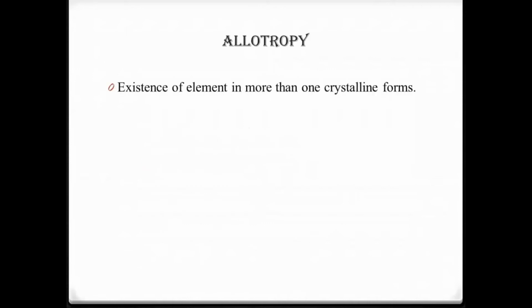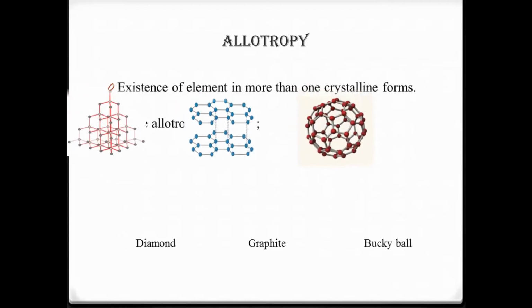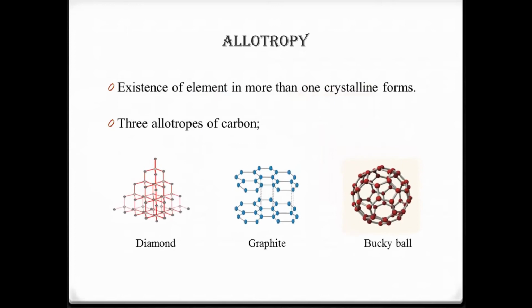Allotropy is basically the existence of an element in more than one crystalline form. So one element exists in more than one crystalline form. Like carbon has three allotropes named diamond, graphite, and buckyballs. Here you see that all three are made up of carbon, but the only difference is that they have different arrangements. Here, carbon atoms are arranged tetrahedrally, and here in a football-like form.